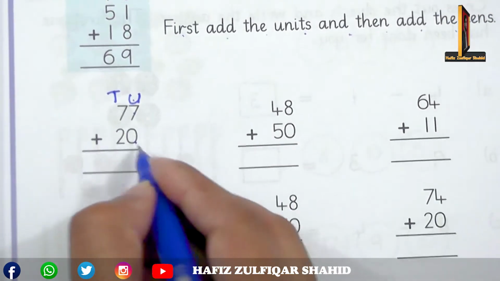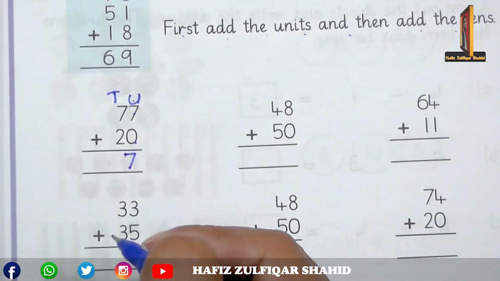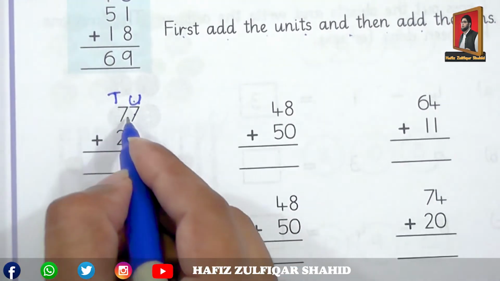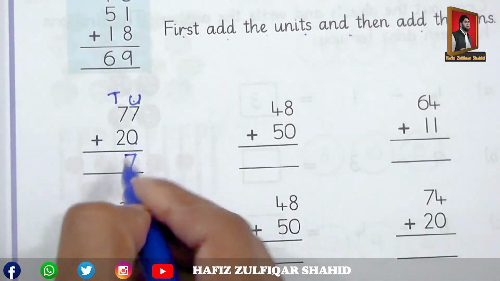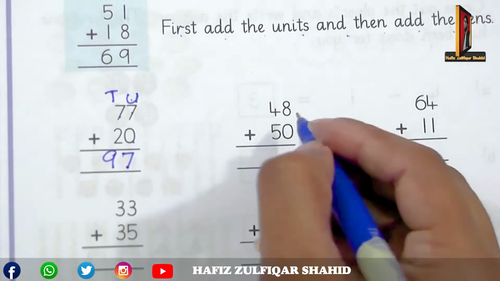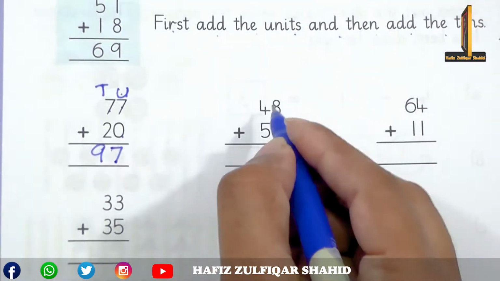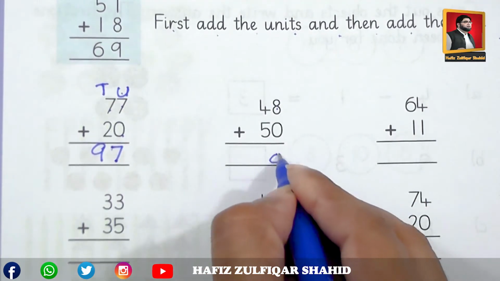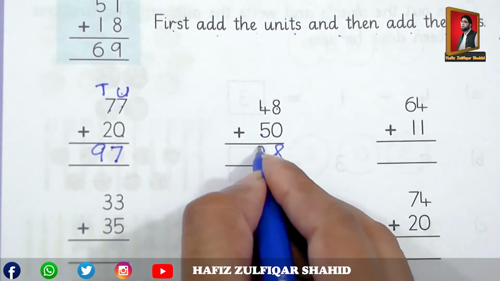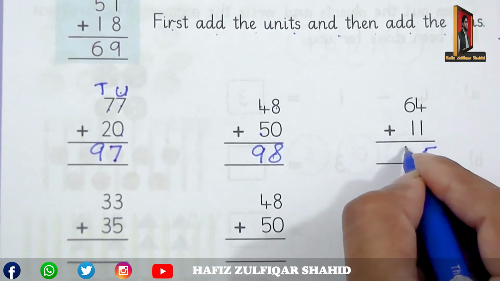7 and 0 equal to 7, because 0 cannot increase the number or decrease the number. So write 7 in answer. Next, 7 and 2, 9. With the same process, let's solve the next exercise. 8 and 0, 8. 4 and 5, 9. 4 and 1, 5, 6 and 1, 7.